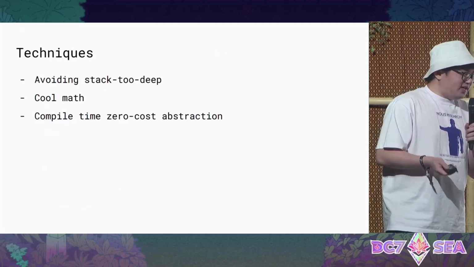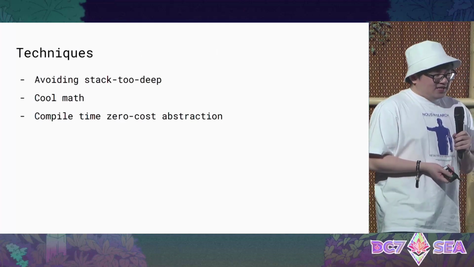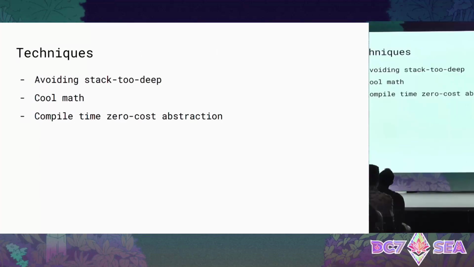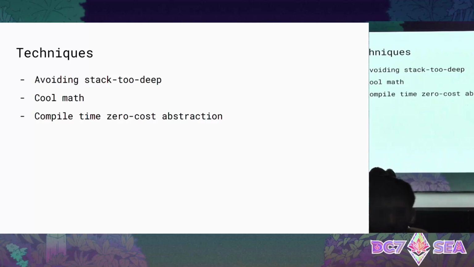Okay, so why is Inline-Assembly good for a library writer like me? First, it provides some techniques, like fine-tuning of the code so that users of the library don't have to worry that my library caused them to have a stack too deep. It also can enable some cool math that is not accessible in normal Solidity. And then if you know how to push the compiler in the right direction, you can achieve some zero-cost compile time abstractions.